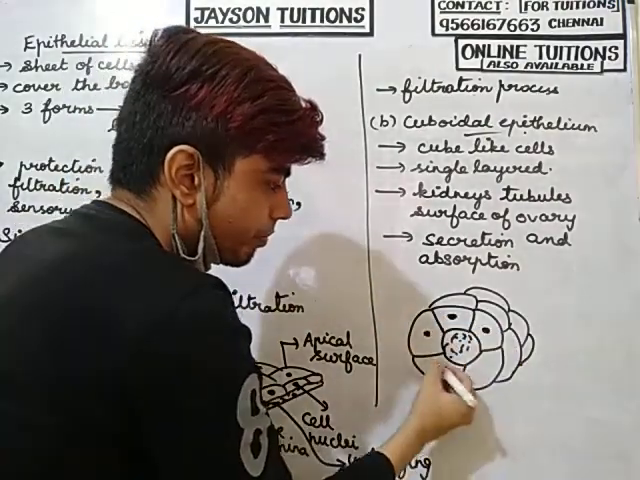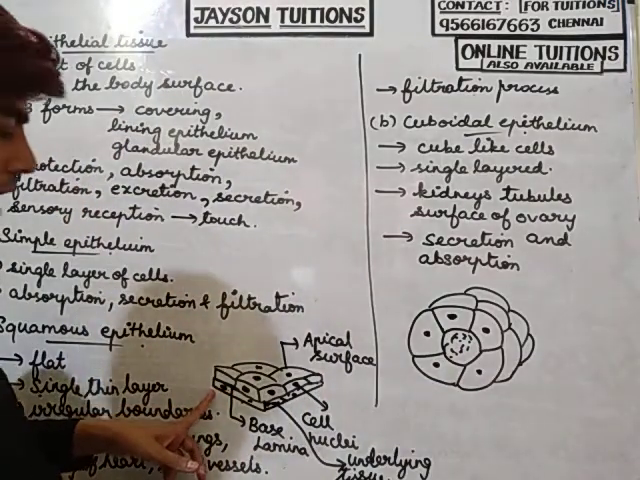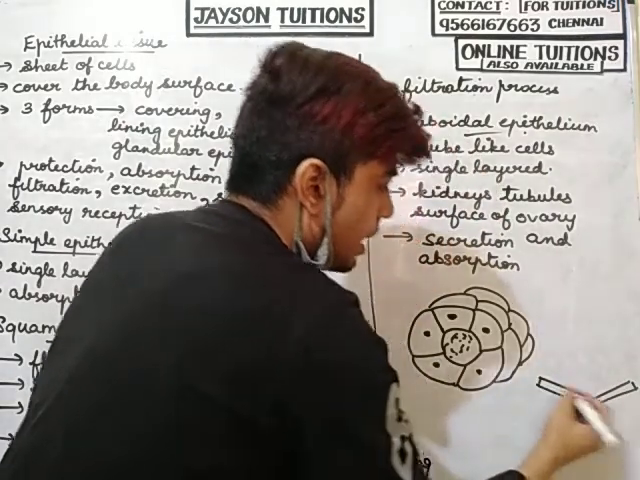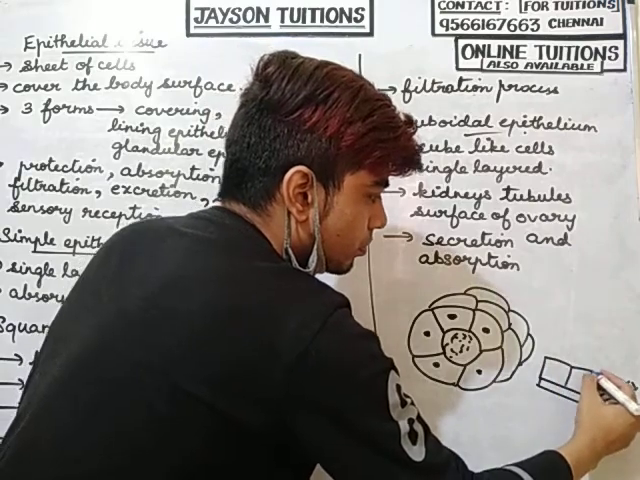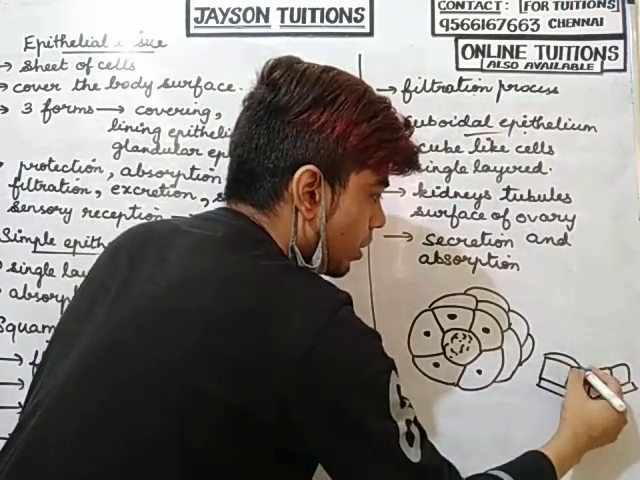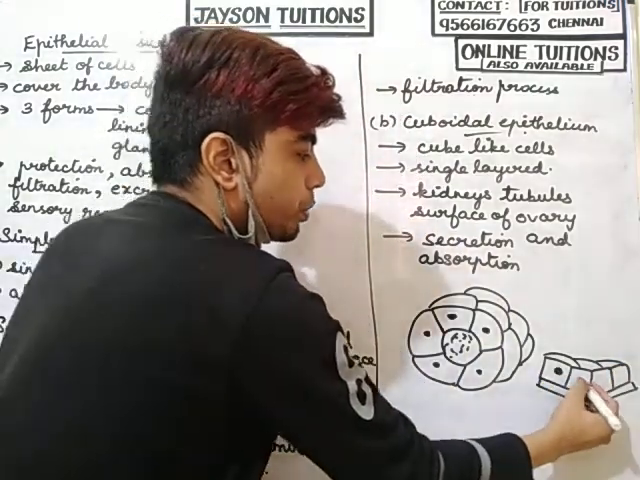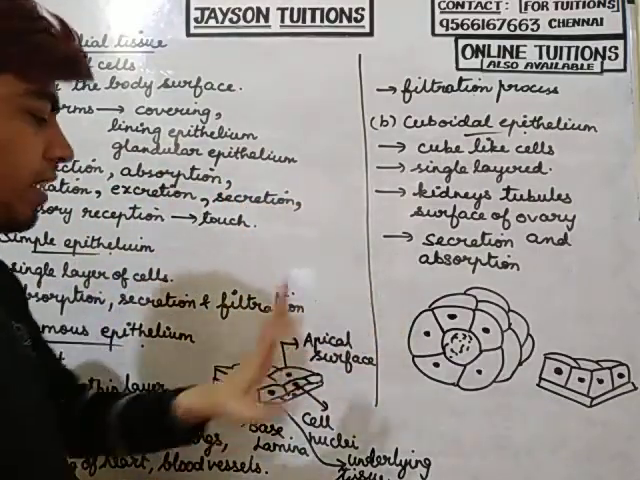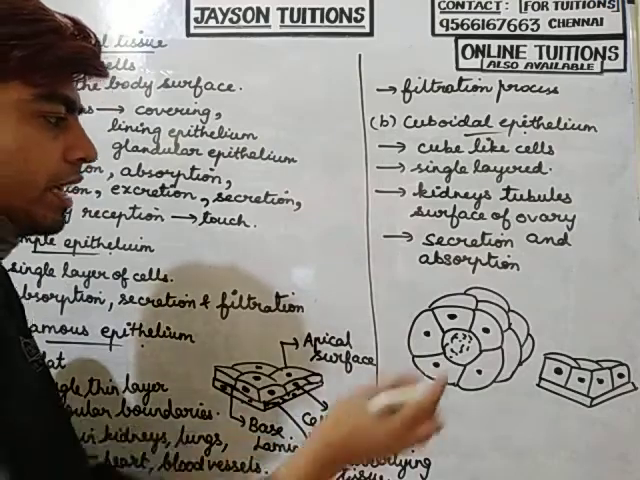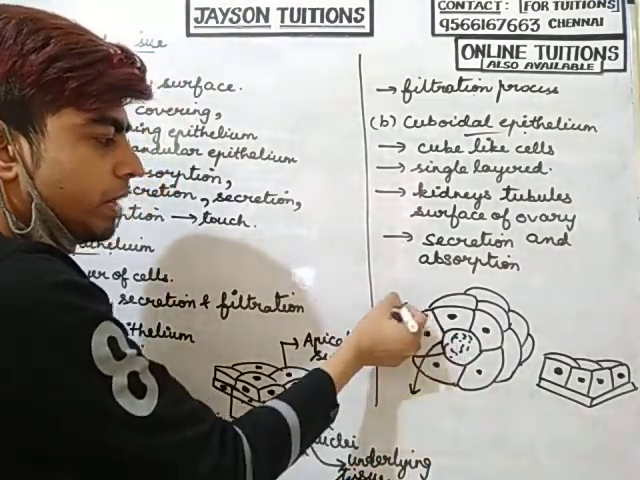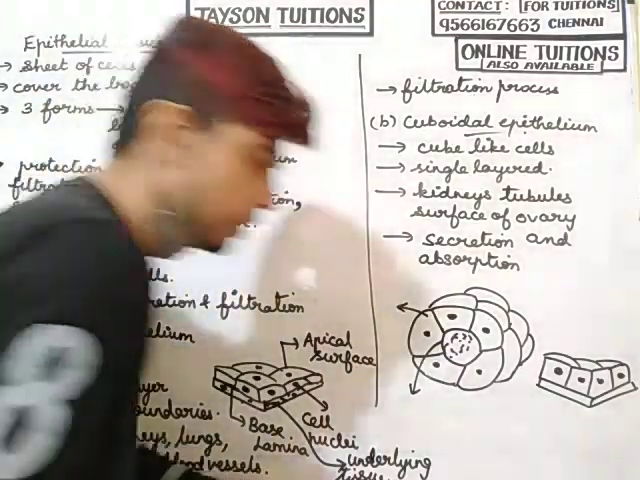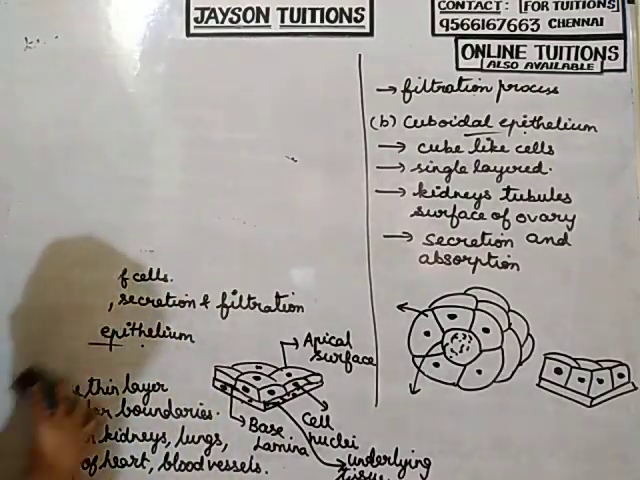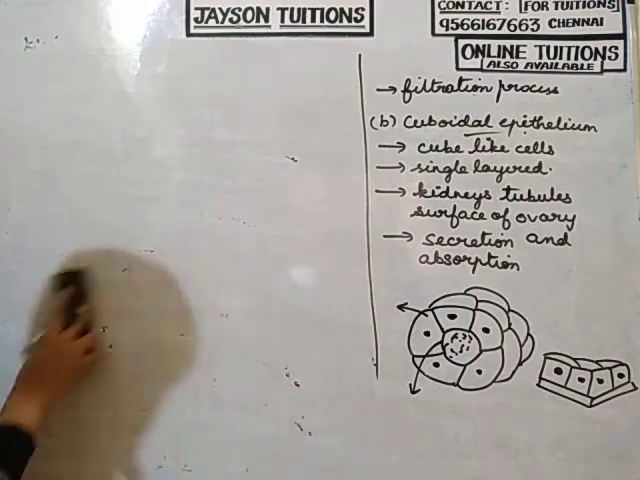In your book it is given. Or like this also you can draw. In your 9th standard textbook, it will be given like this. You can draw like this also, but you should draw like a cube. Clear? So this is cuboidal epithelium. The parts are all the same. This dot is the cell nucleus, this will be the basal lamina, this will be the apical surface. The next one is columnar epithelium.